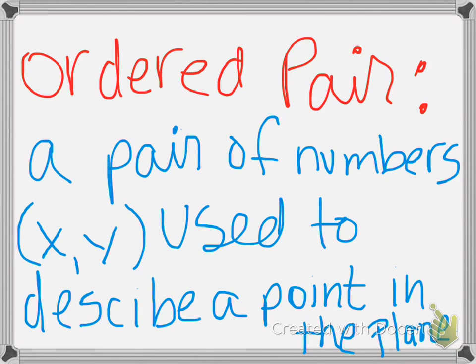So let's go ahead and fill in some vocabulary. What's an ordered pair? An ordered pair is a pair of numbers, X and Y, and we write those in parentheses with a comma in between them. And it's a pair of numbers that's used to describe a point in the plane, in the Cartesian plane, the coordinate plane.